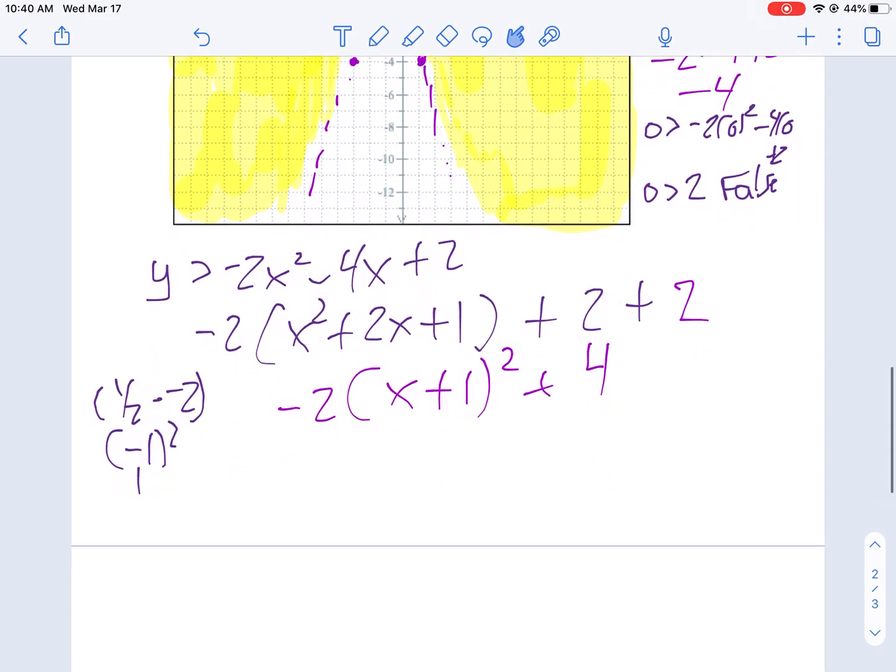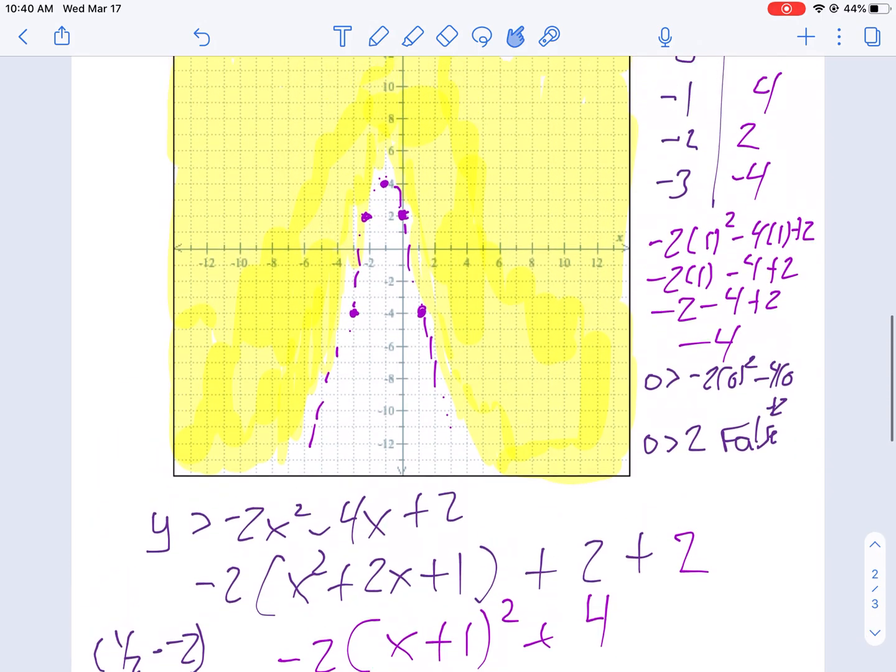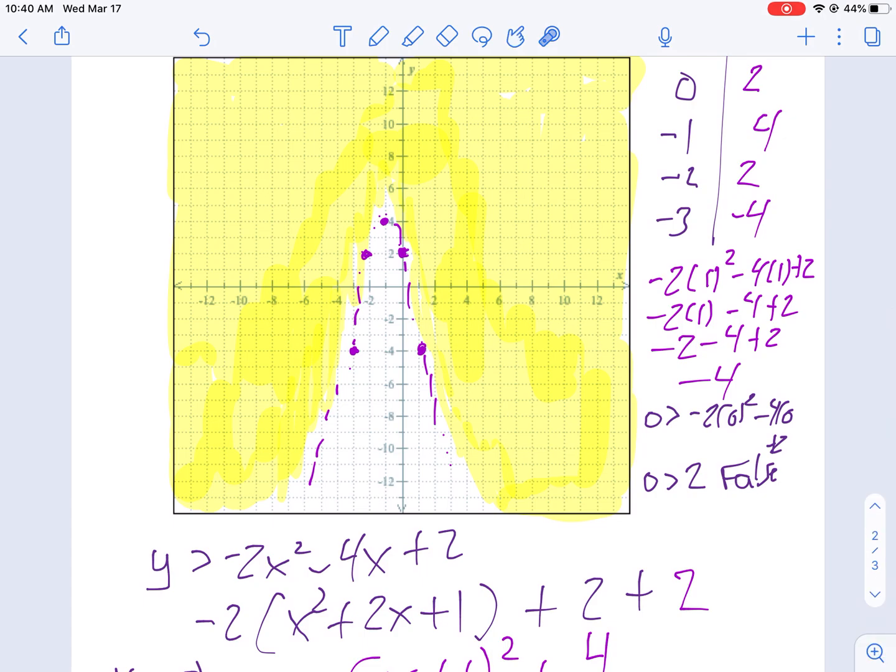Then that tells me your vertex, because we know when we have a times x minus h, the quantity squared, plus k, my vertex is at h and k. Well, notice it's minus h. So in this case, your vertex is negative 1 and 4. Exactly what we got for the vertex when we made our table. So I go up here at negative 1, 4.